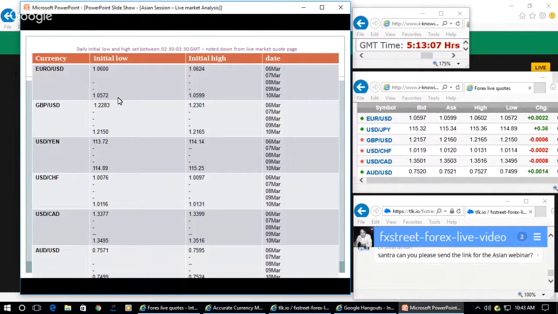I noted down the initial lows and the highs around 3:30 GMT, and now we will compare it around 5:15 GMT to see in which way the players intend to make the moves in the market. In the case of Euro, 1.0572 is the low. They have not breached it, but the high was 1.0599. They just breached and went up to 1.0602 and are holding around 1.059899. Slowly they are expected to gain the levels.